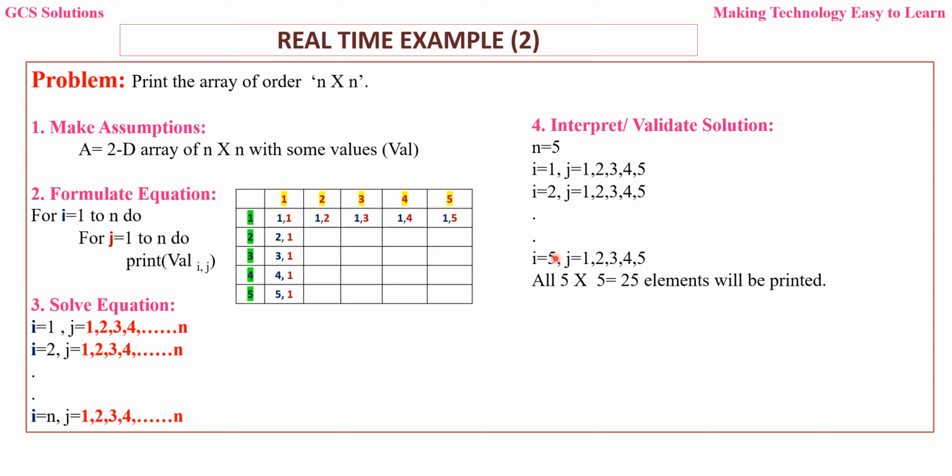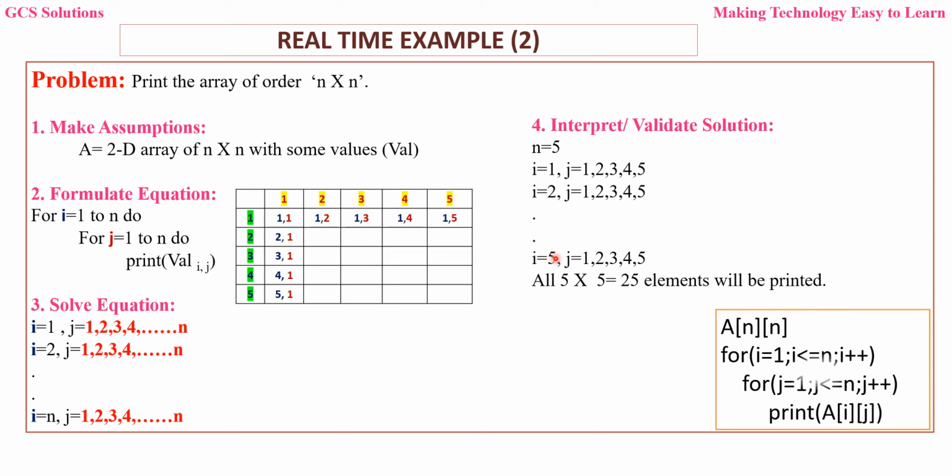Now what about the program? Very simple. I have an array of order n cross n, so an array of size n by n. I use a for loop, an outer for loop for row counting, an inner for loop for column counting, and just print it. Isn't it a simple task? Yes, it is.